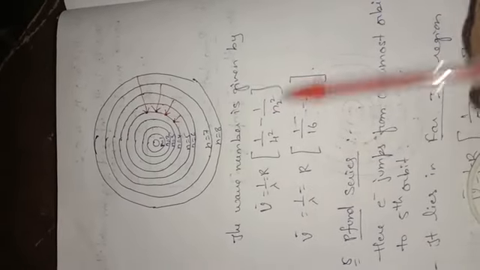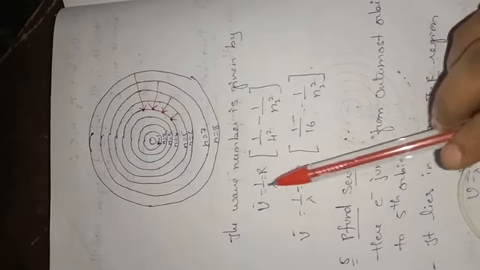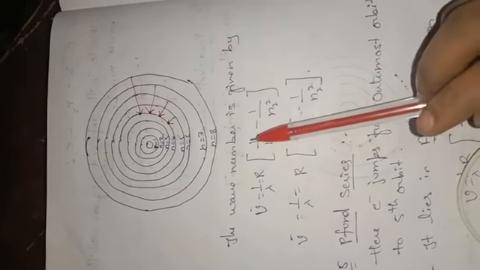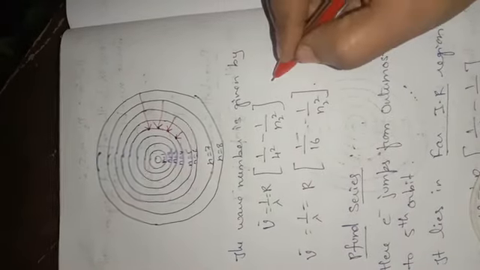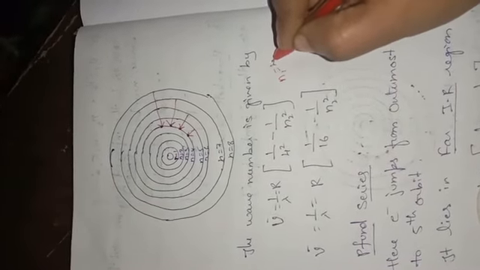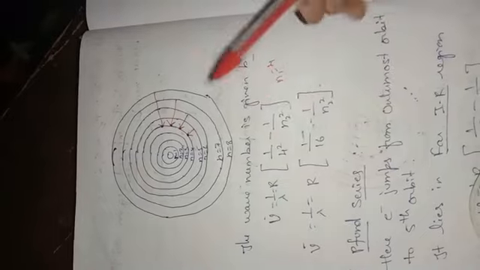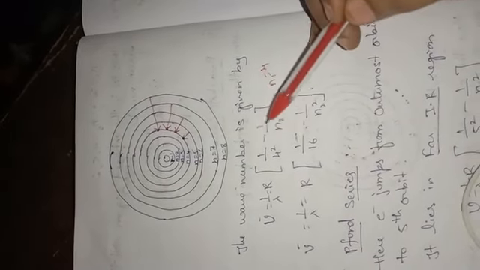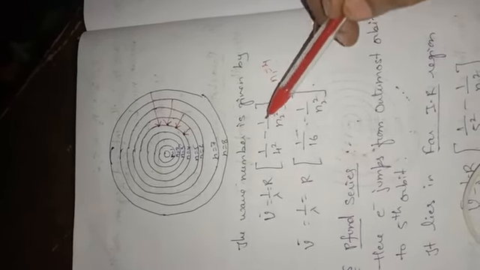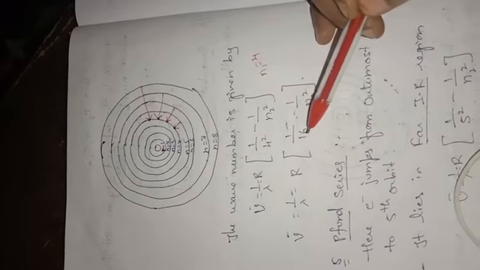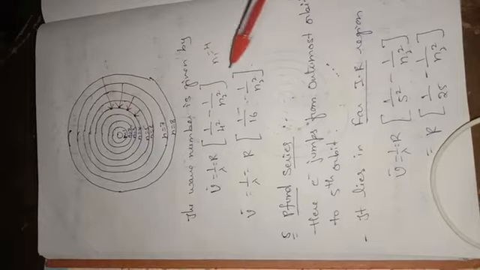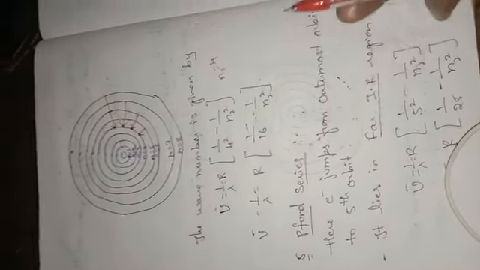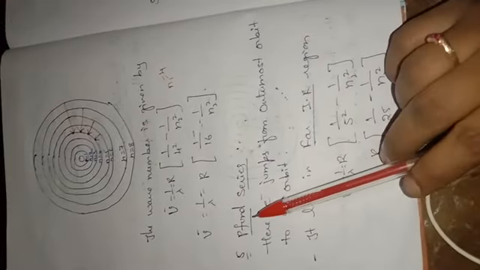The wave number is nothing but nu bar equal to 1 by lambda equal to R into 1 by 4 square. Why did I write 4 square? Because here n1 equals 4, isn't it? 4th orbit. So that is why 1 by 4 square minus 1 by n2 square. 4 square means 16. So 1 by 16 minus 1 by n2 square. Understand, children?